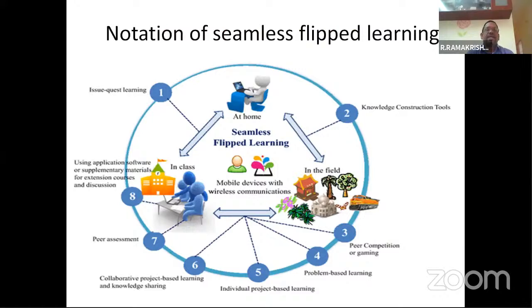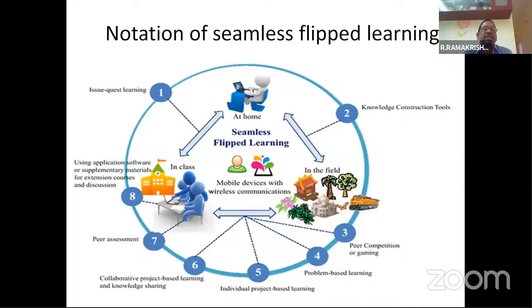The major aspects to be considered in seamless flipped learning, that is the notation of seamless learning. What are the areas to be covered under seamless flipped learning? At home, what are they going to do? There are eight activities, eight parts to be interconnected one over the other. Using the system or internet, they are going to collect material. That is one. The next one is knowledge construction tools.